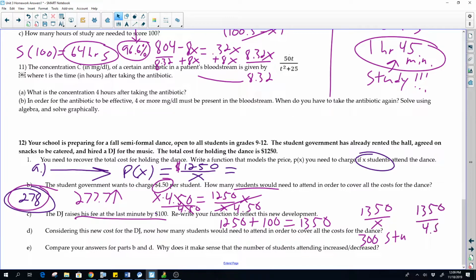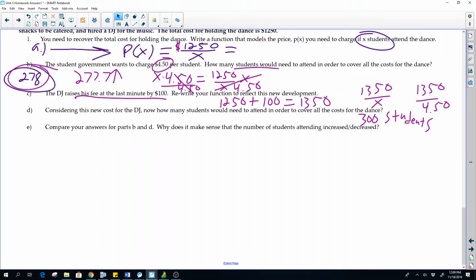Cool. And so we need 300 students. That's an increase. We need 23 more students. Awesome. So compare your answers to part B and D. It increased. Why does it make sense the number of students tend to increase? So we'll say increased. So the overall price increased, right?